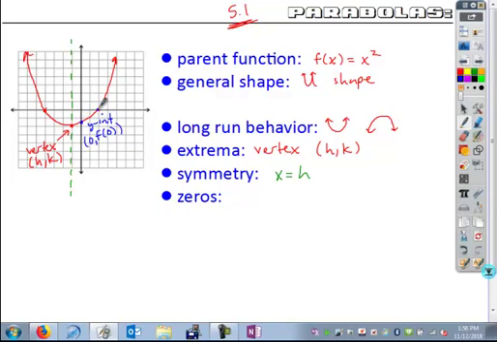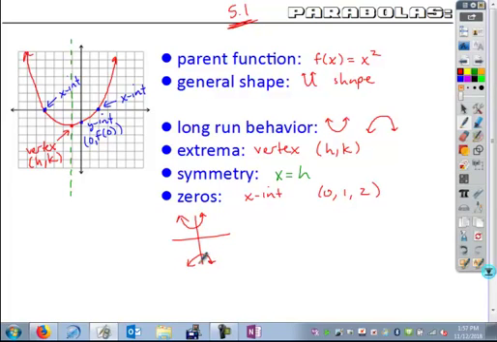And then you're also going to have x-intercepts. Your x-intercepts are also called zeros. So another way to name these is just your x-intercepts. And you can have 0, 1, or 2 zeros, or x-intercepts.